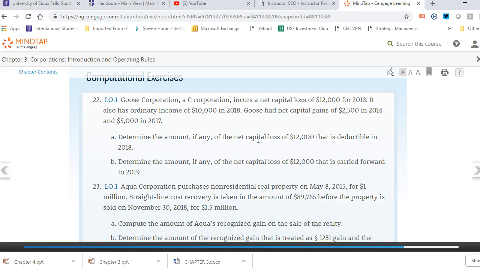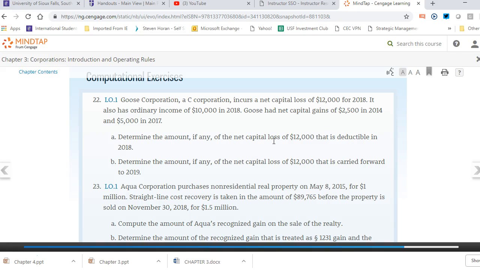So remember, this chapter is about C Corps, and we know there's several differences between a C Corp and individual tax returns. So treatment of capital losses is one of those. So the answer is 0 for letter A. The amount, if any, that can be deductible in 18. The amount is none. If this was an individual, the answer would be yes.